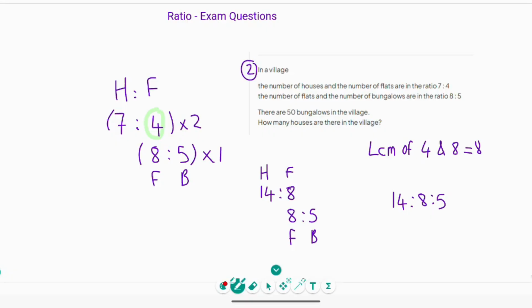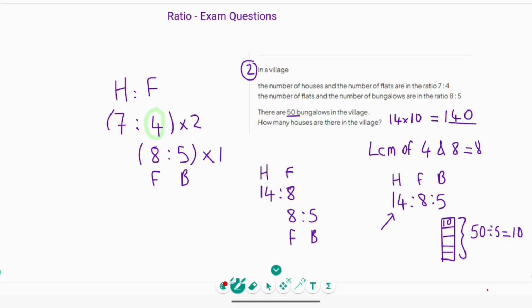Right, so now we've got all the different types into one ratio. Houses, flats and bungalows. We've got 50 bungalows, so this 5, I'm going to draw out all the boxes here, but just for this 5. So these 5 represent 50. 50 divided by 5 is 10. Each box represents 10. We want to know for houses. So we'd have 14 boxes here, wouldn't we? So 14 times 10 is 140. That is how many houses we would have in the village.